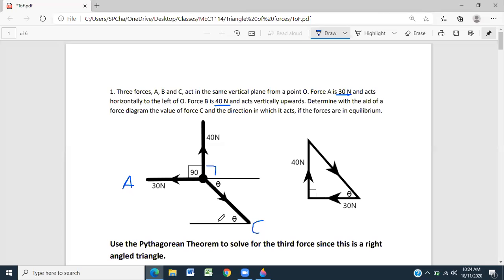So you see this angle here, theta, this is the angle we want to find. What this angle is going to tell us is which direction C is going, right? So we want the value of force C and the direction in which it acts. With the angle, we can say, okay, it acts 30 degrees from the horizontal, 40 degrees from the horizontal. We can answer the question, right? We can give them a direction. So we also need to find the angle.